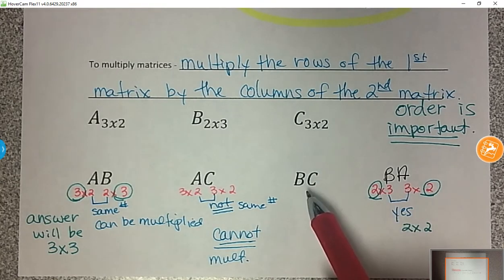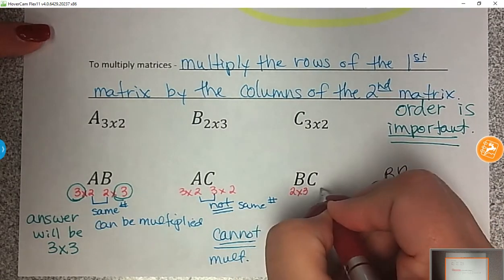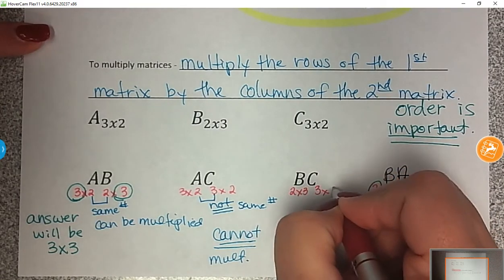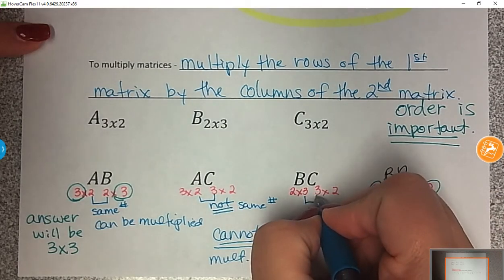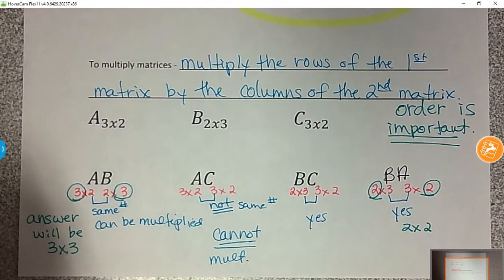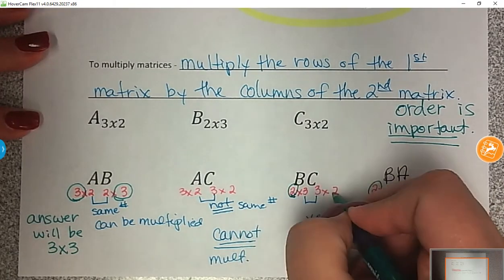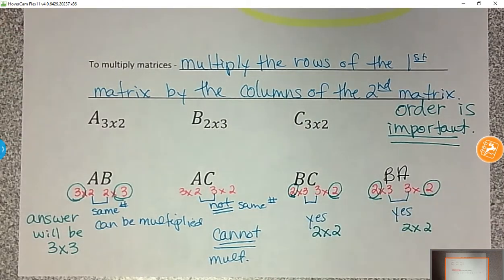So now for B times C, B is a 2 by 3, C is a 3 by 2. So when I look, these numbers are the same, so yes, I can multiply them. Look at your outside numbers here. Your answer is going to be a 2 by 2.